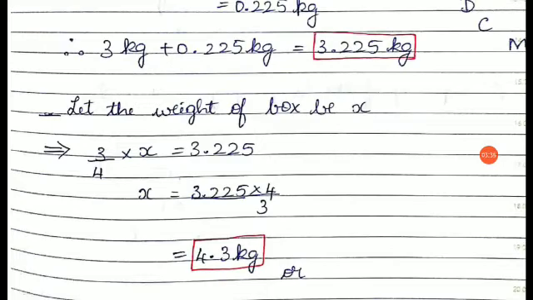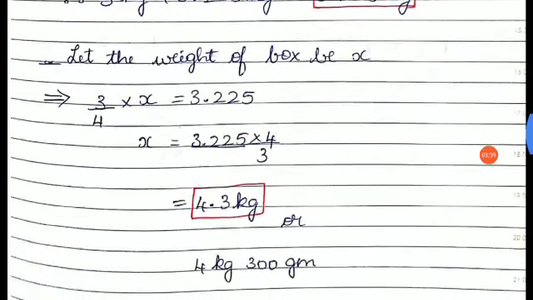Okay. And if you are going to write in the same format as they have given in the question, you can also write it as 4 kilogram and 300 gram. You can stop with 4.3, that is fine. Okay children, clear? Shall we move on to the next question?